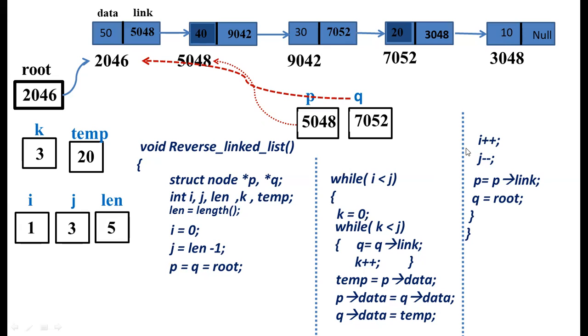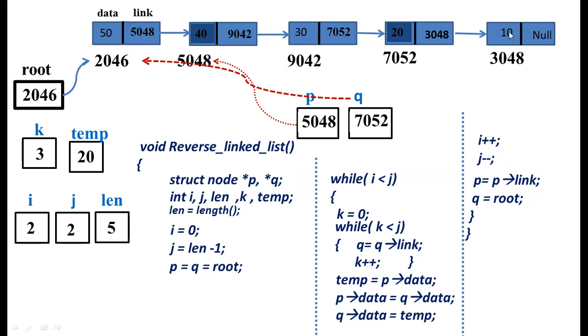Now again I plus plus. So what is I? I will become 2. J minus minus, J will become 2. P is equal to P to link. So P will be pointing to this location and Q is equal to root. Now it will come to this loop. 2 is less than 2. The condition is false. So it will come out of this while loop. So now already the elements are reversed: 50, 40, 30, 20, 10. So this is how we are going to reverse the elements in a single linked list.